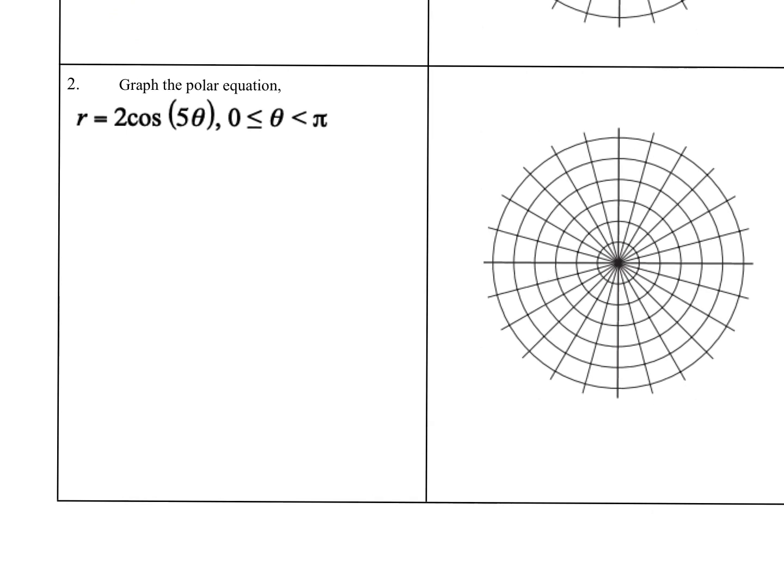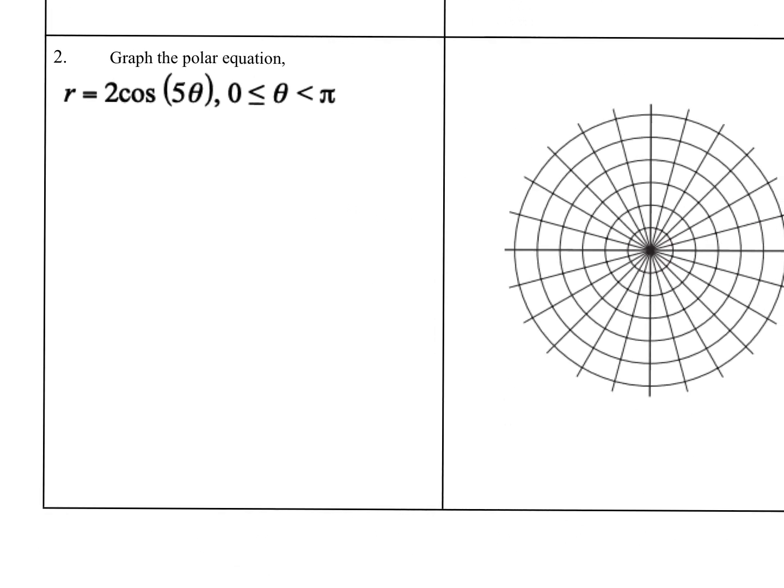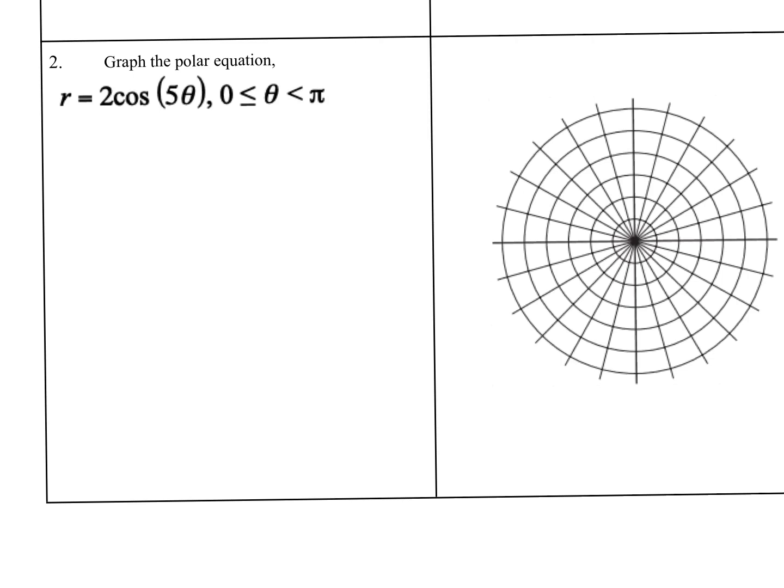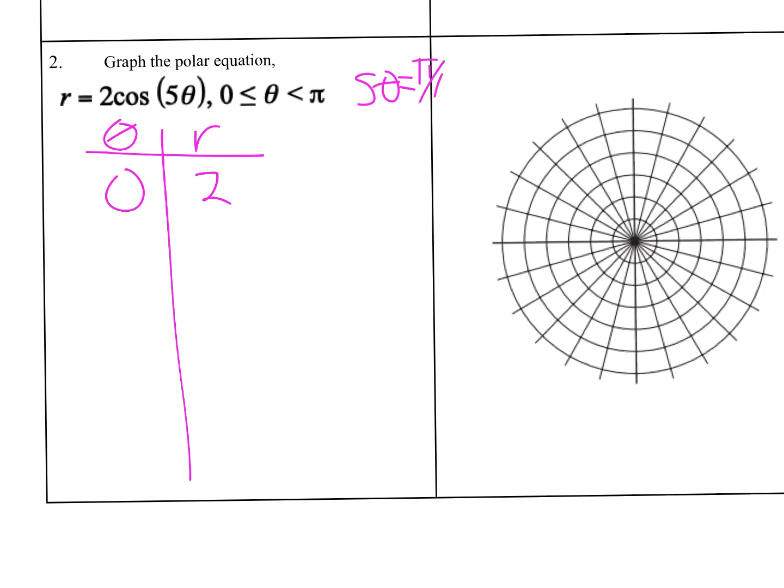And let's see, graph the polar equation, 0 to pi. I guess I would build a table. So let's do that. Theta, r. If theta is 0, cosine of 0 is 1, so r is 2. And then I would like to do pi over 6. What makes 5 theta pi over 6? That's pi over 30. 5 times pi over 30 is pi over 6. Cosine of pi over 6 is a half, so 1.